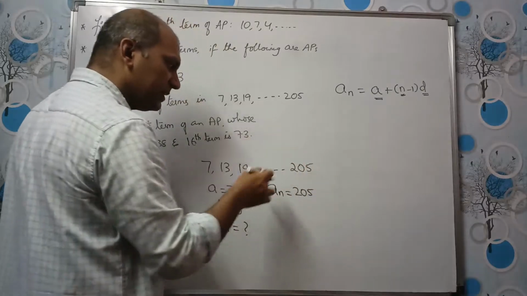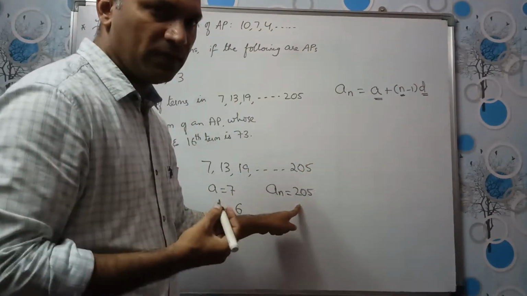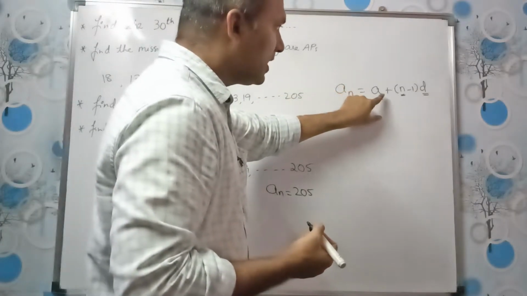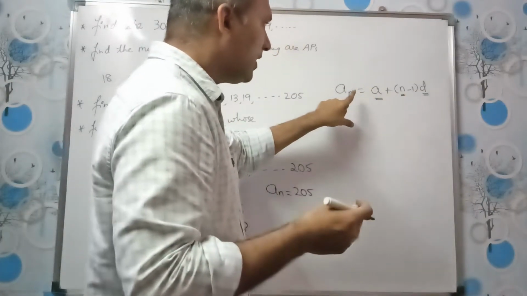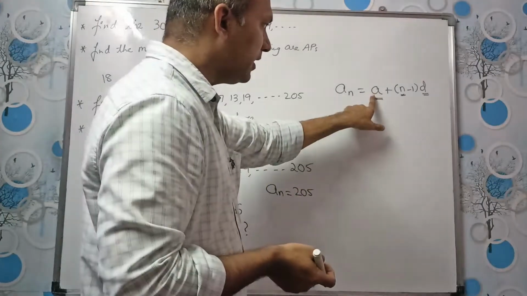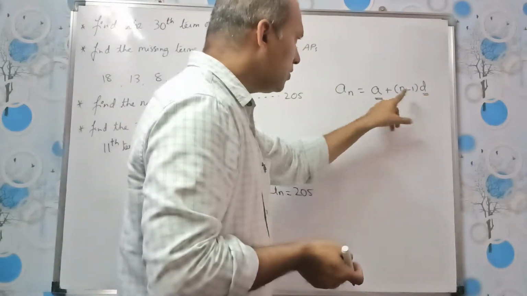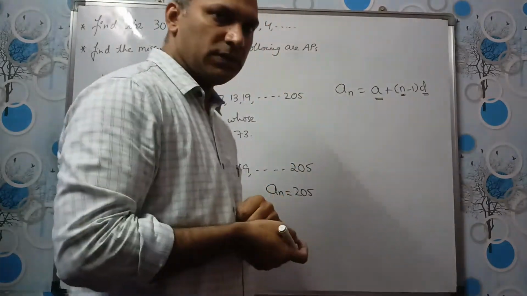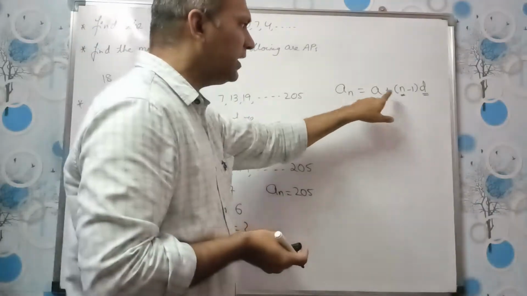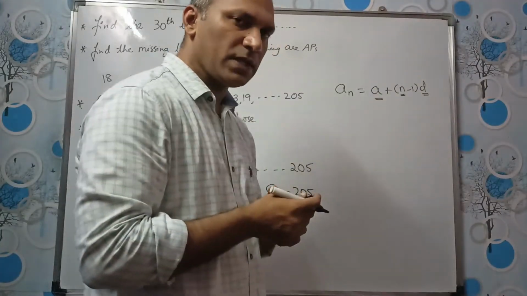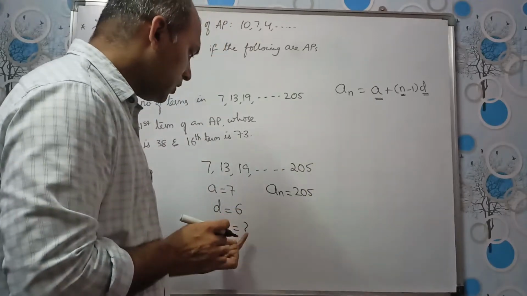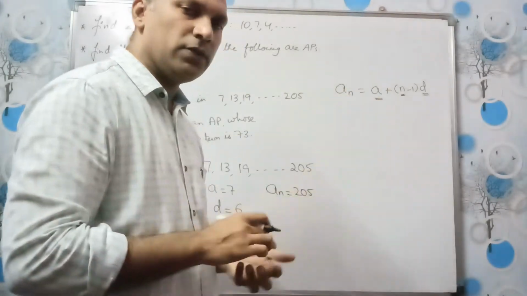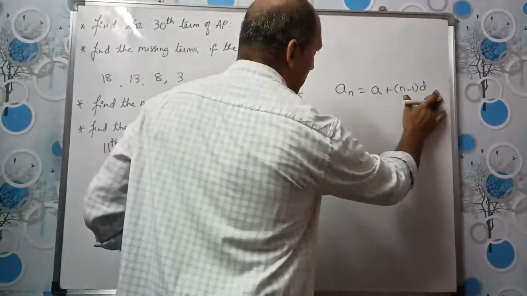Let us take it as nth term. So an is how much? 205. So see, we have this formula, an is equal to a plus n minus 1 into d. So we have 4 unknowns here, a, n, an, and d. So from these 4 unknowns we will be given 3 terms, either a, an, or d, and the 4th term will be missing. We need to find that 4th term, right? So here what is missing? N is missing. So we can plug in these values here in the formula and find the value of n. Okay, let us see how.